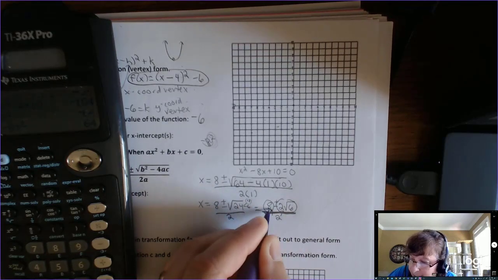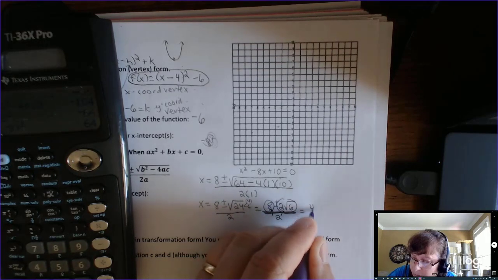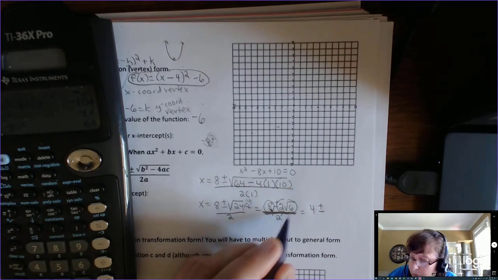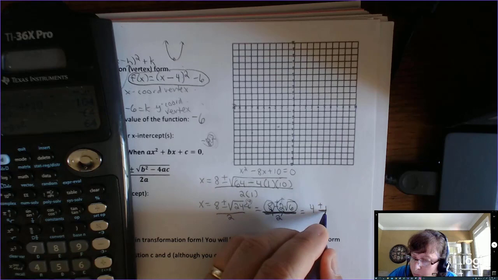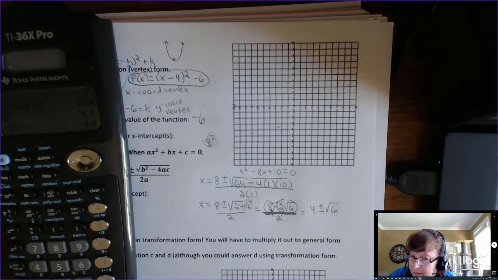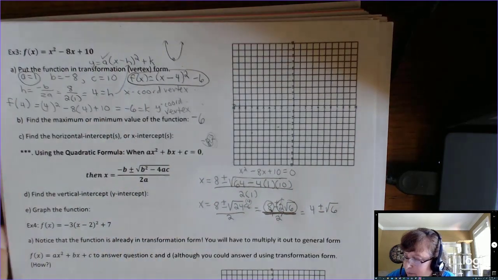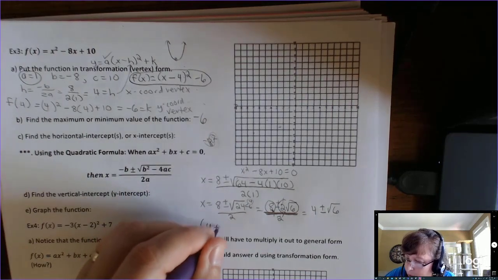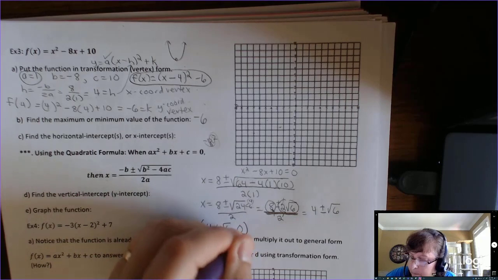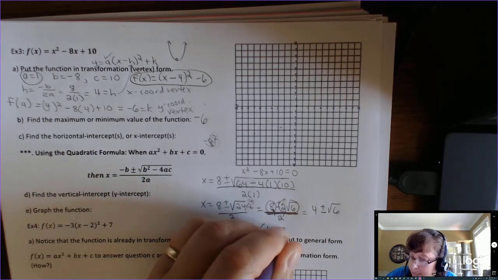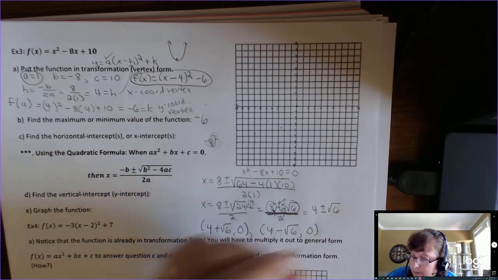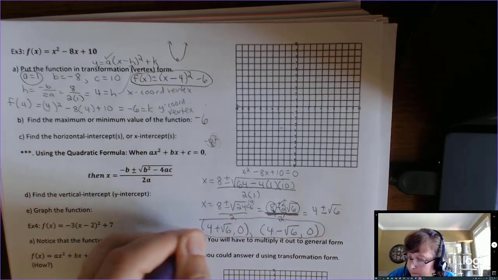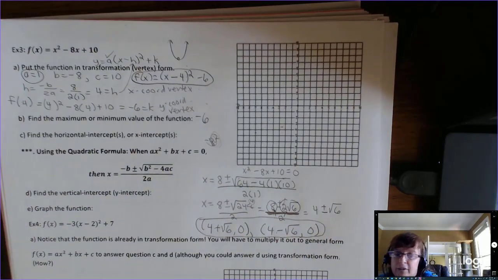Okay, so 8 divided by 2 is 4. 2 root 6 divided by 2 is 1 root 6. Okay, so my x-intercepts here are (4 plus square root of 6, 0) and (4 minus square root of 6, 0). Those are exact answers, and if it's not a word problem, I need the exact answers.